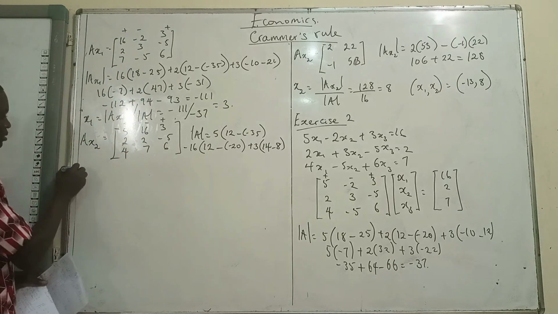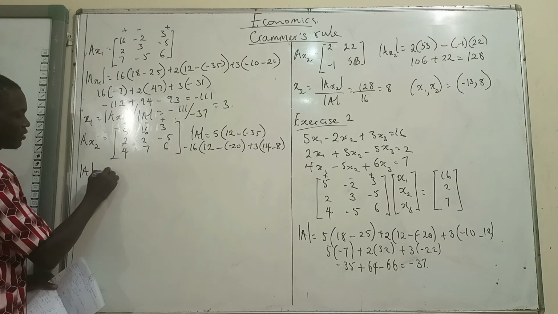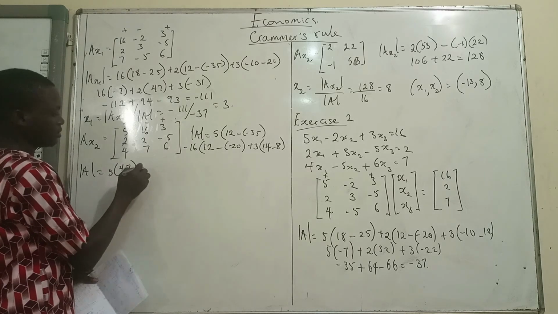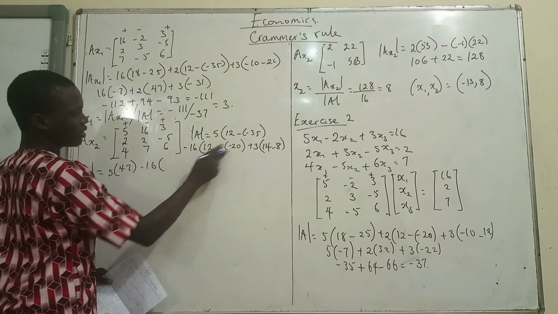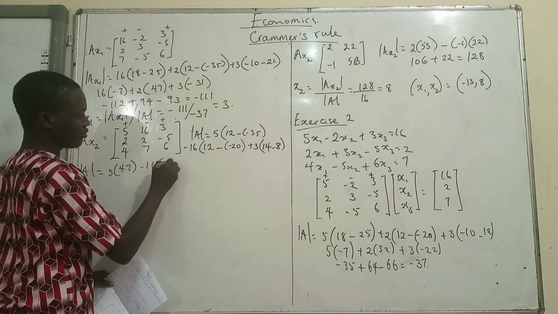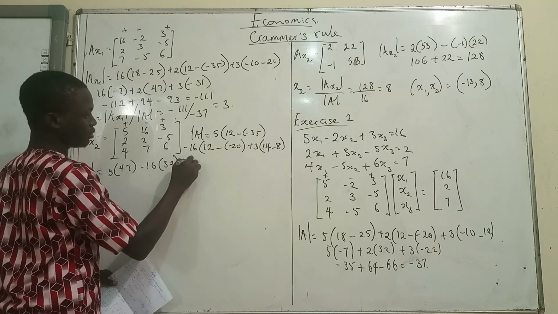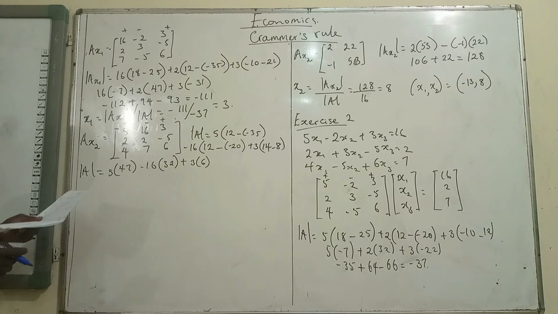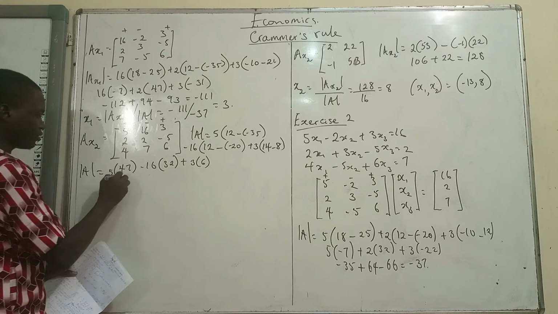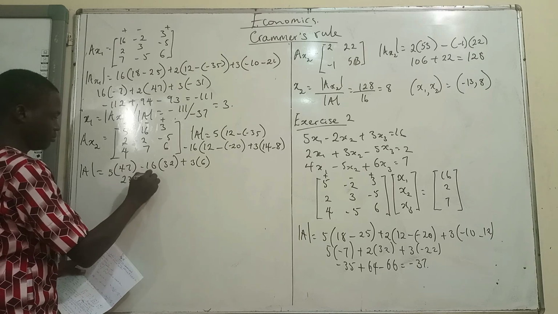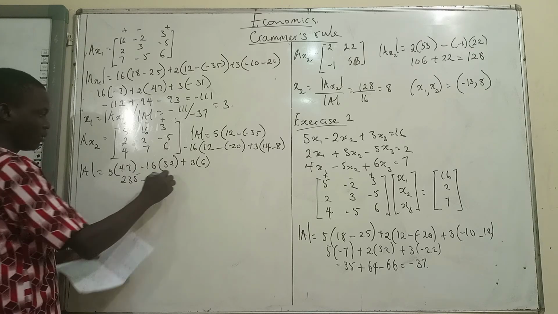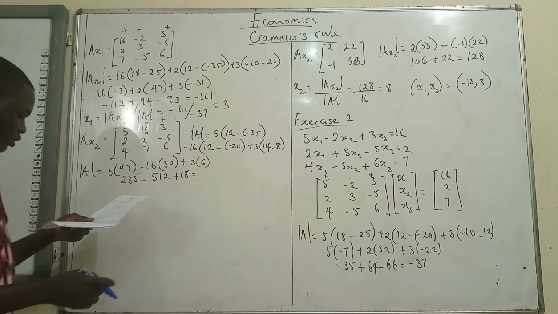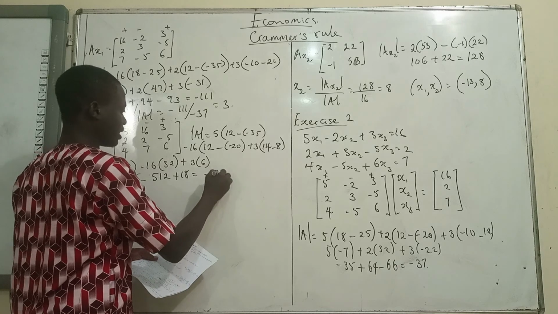Now, determinant of AX2, so just continue here. It is going to be 5 into brackets 12 minus minus 35, that's 47. Then minus 16 into brackets 12 minus minus 20, that's 32. That's 12 plus 20, 32. Then plus 3 into bracket 6. So 5 times 47 is that 235? 235. So you have 235 minus 512 plus 18 basically. Let me check to verify. 235 minus 512 plus 18. So we have minus 259 at the end of the day.